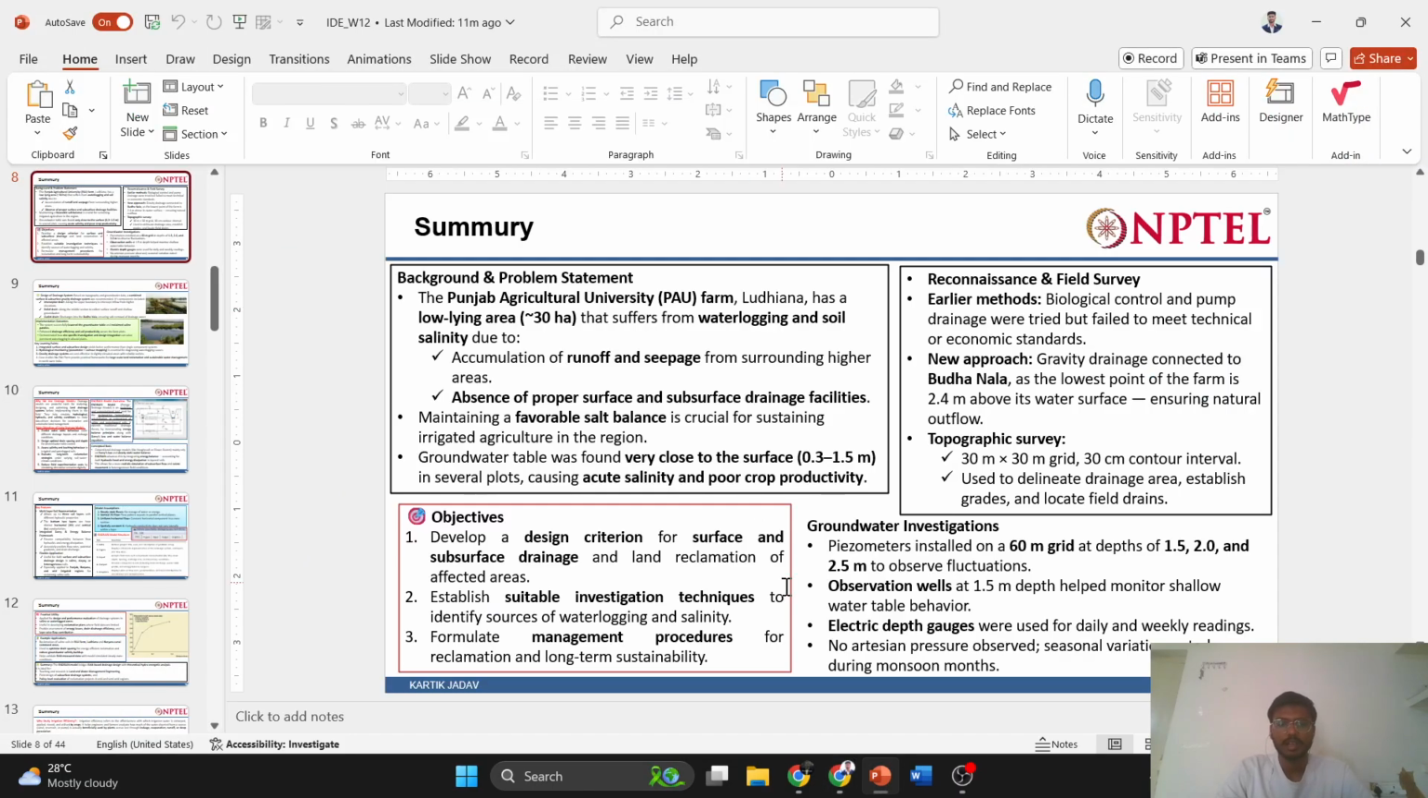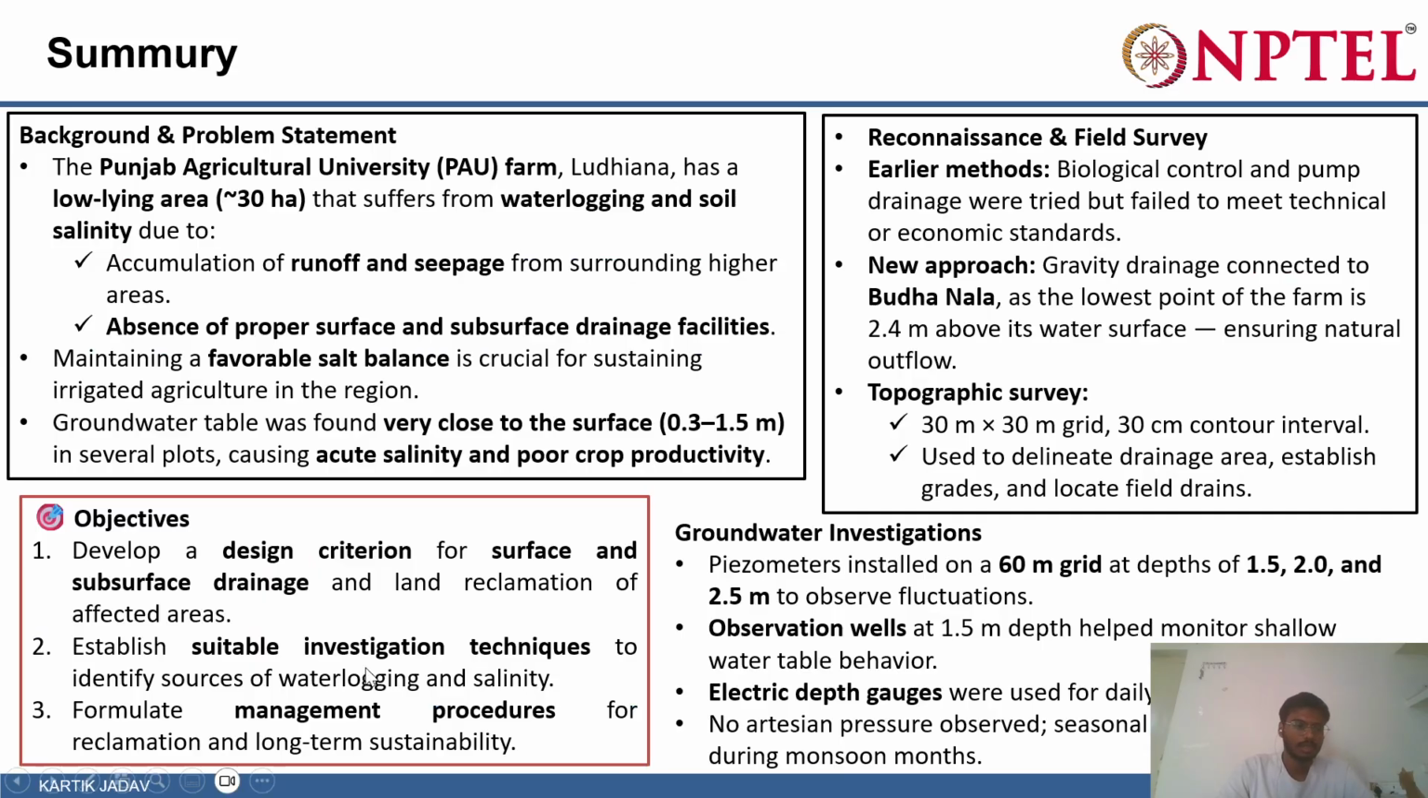The area we looked at is about 30 hectares, and it suffers from waterlogging and soil salinity, right? Both issues, because you know that most of northern India has a higher groundwater level, as well as a problem of salinity due to over-application of fertilizer or salt present in the soil as well. So there is accumulation of runoff and seepage from surrounding higher areas. Then there is an absence of proper surface and subsurface drainage facilities. So maintaining a favorable soil salt balance is crucial for sustaining irrigated agriculture in this region.